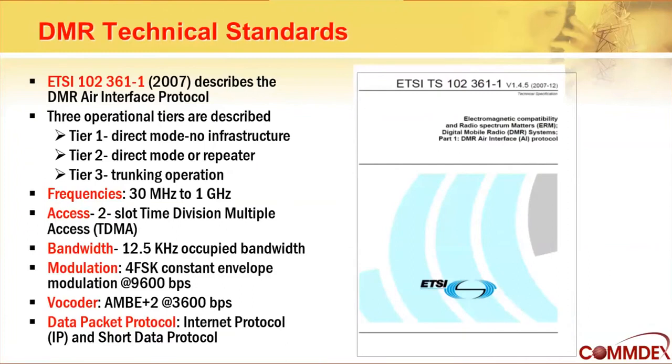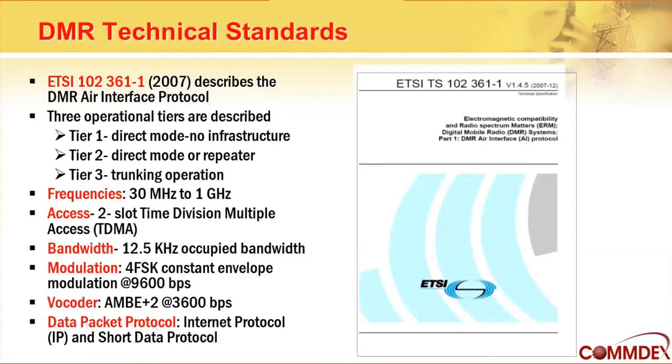The bandwidth of DMR, 12.5 kilohertz, same as P25. The modulation, 4FSK or C4FM, same as P25. 9600 bits per second, same as P25. So you see there's a lot of similarities between DMR and P25.